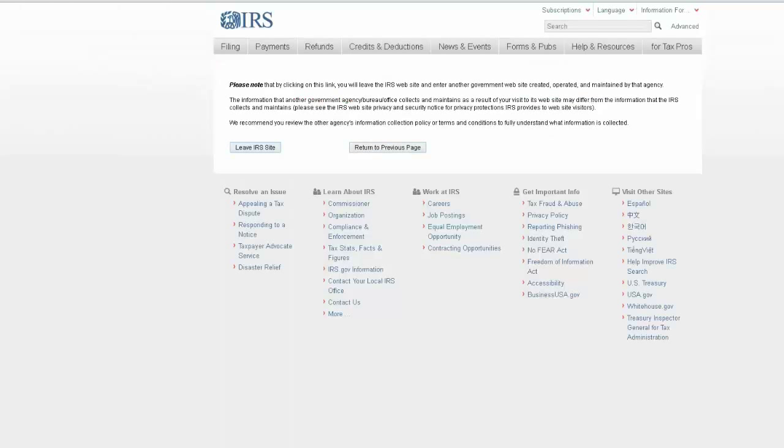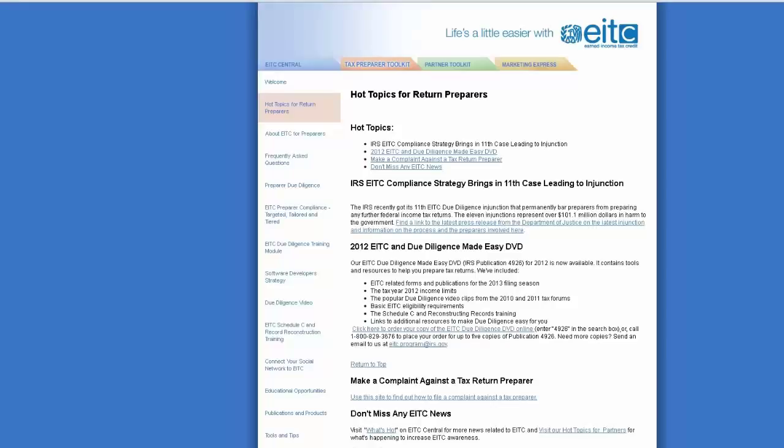And I get to a screen where it says it's now time to leave the IRS's website. And you want that because it's going to take you to where all that good stuff is. You know those colored posters that I have in my manual and other literature that you can show your clients? This is where you go for them. You get to this page.